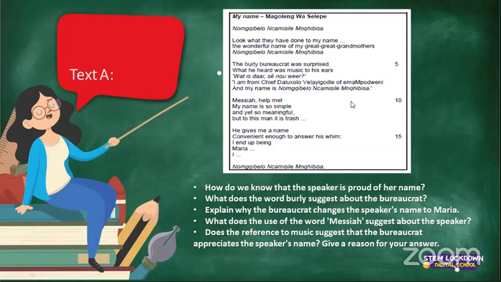So that is how we know that he is disrespecting the woman who is now Maria. Okay, and the other question is, what does the use of the word Messiah suggest about the speaker? What does the use of the word Messiah suggest about the speaker? Guys, what do you know about the word Messiah in general, without the context of the poem, what do you know about the word Messiah?